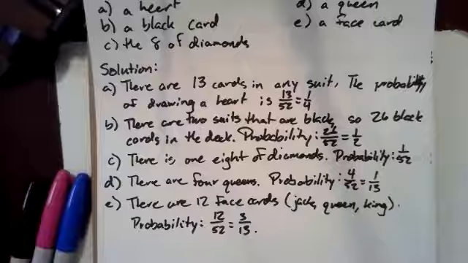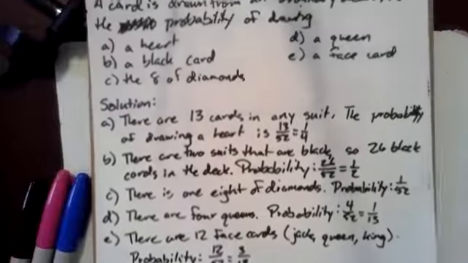There is one eight of diamonds, so the probability of drawing the eight of diamonds is 1/52. There are four queens. The probability of drawing a queen is 4/52, or 1/13. There are 12 face cards: jack, queen, and king. The probability of drawing a face card is 12/52, or 3/13.